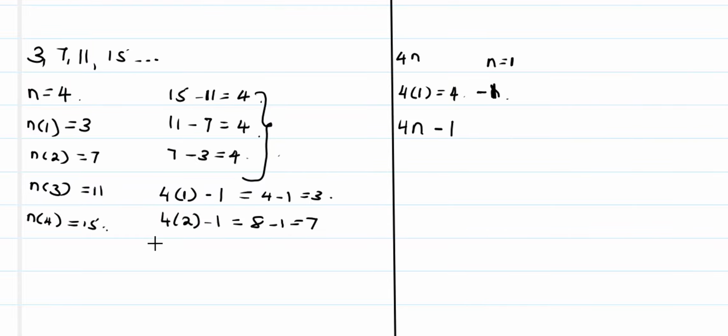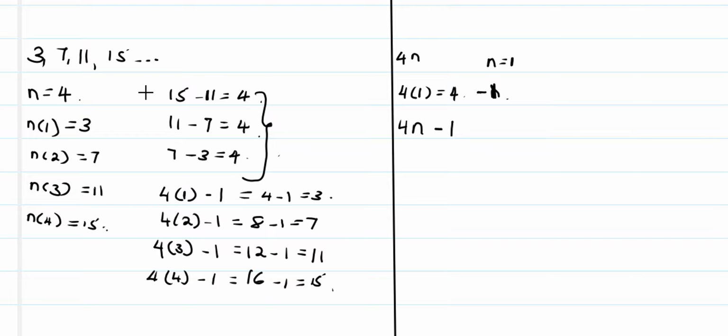So we go to the third term. When n is 3, we see if we can get 11. It will be 4 into 3 minus 1, which is 12 minus 1, which is 11. So the third term is 11. And finally, we go to the fourth term, where n now is 4. We see if we get 15. So it will be 4 into 4 minus 1, which is equal to 16 minus 1, which is 15, and that becomes our fourth term.